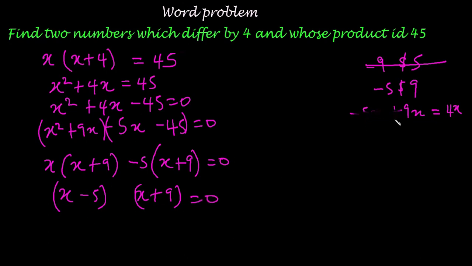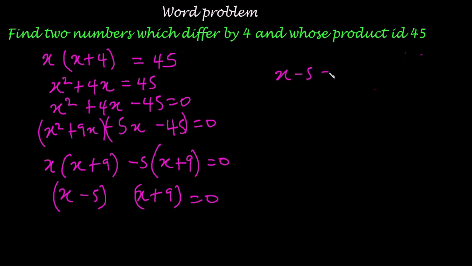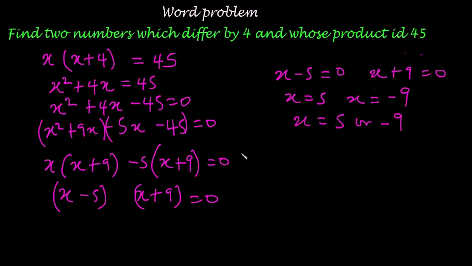So let me quickly clean up this part. Now, proceeding, we say x minus 5 is equal to 0, x plus 9 is equal to 0. x is equal to 5, x is equal to minus 9. So x is equal to 5 or minus 9. Now, if we want to write the answer, we have two positives and two negatives. So the answers are 5 and 9, and minus 9 and minus 5. So these are the answers to this problem.